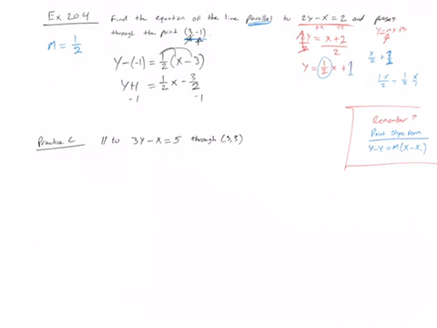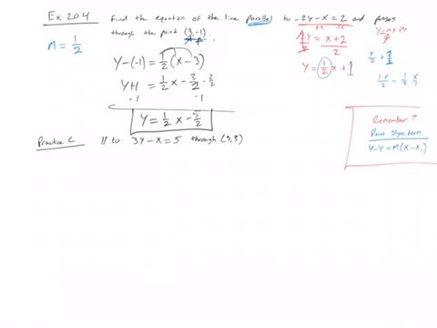Subtract 1. y is equal to 1/2 x minus 3 over 2 minus 1, or minus 2 over 2, because that's 1, would be -5 over 2. Same sign, so we add them. So that's the equation of a line that's parallel to this one and goes through that point.